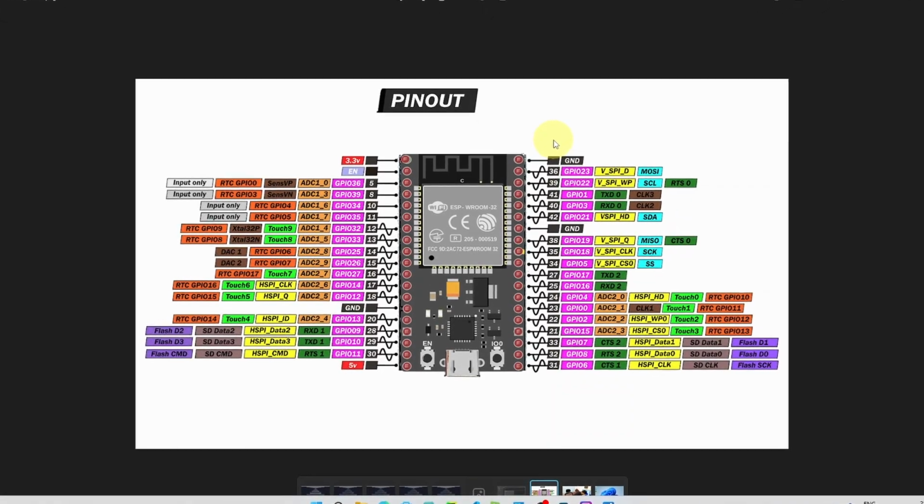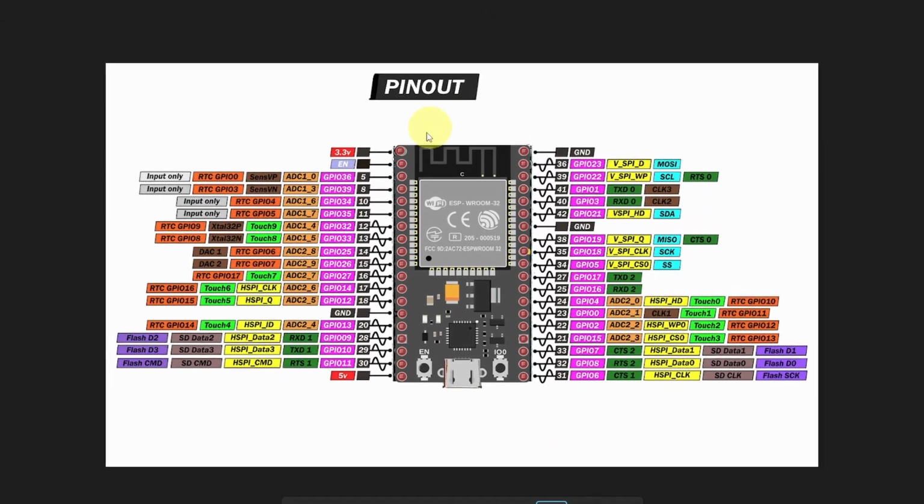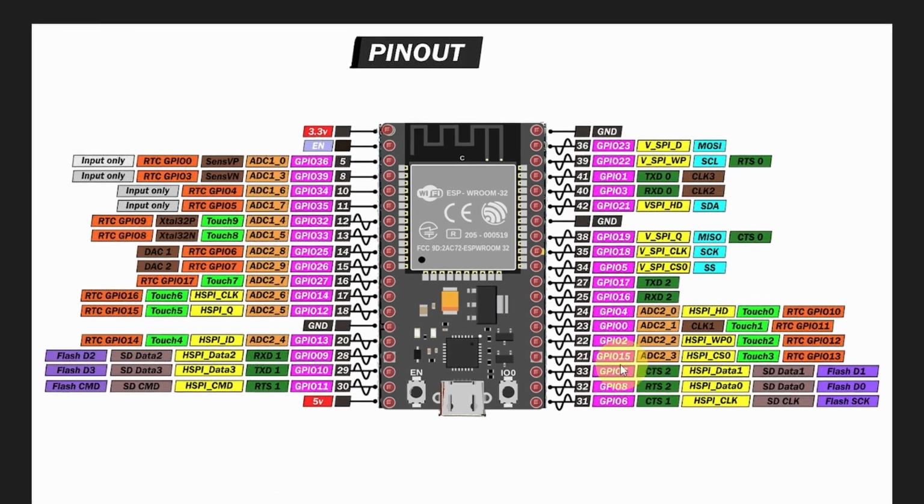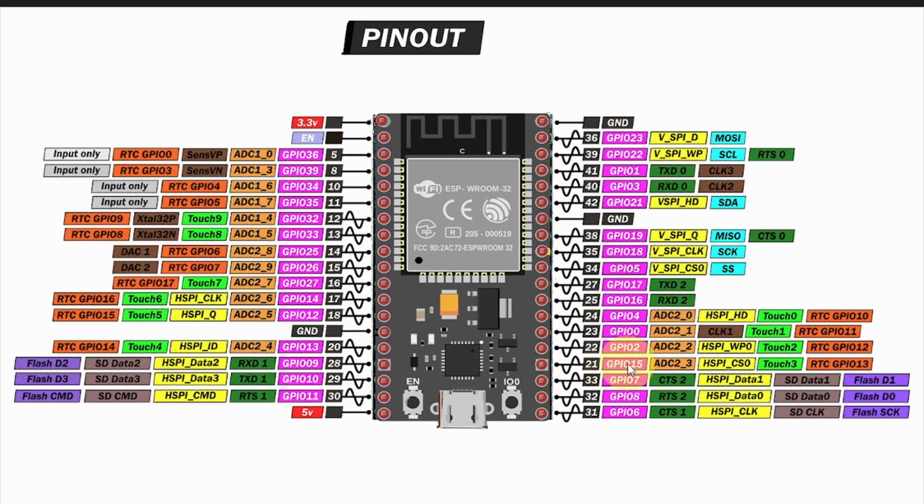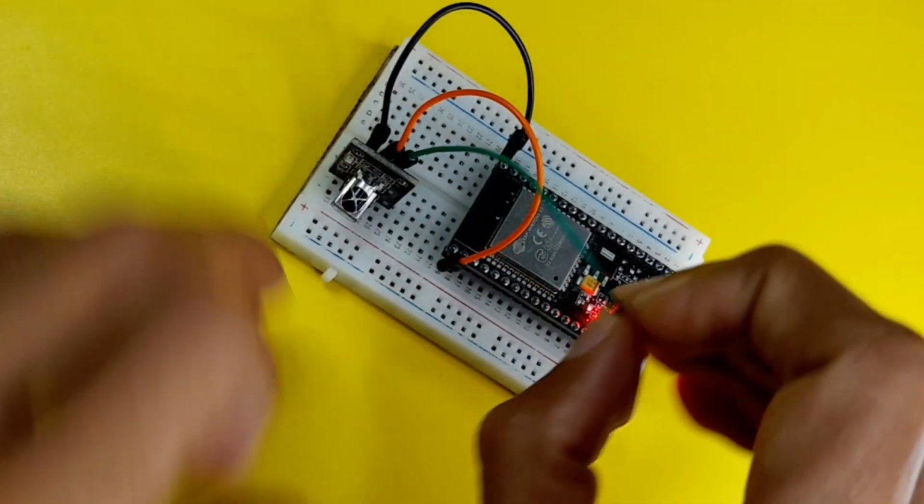If you're asking how I've got the pins, you could look at the pinout diagram. We have this pin that is labeled GPIO 15, and it is the pin number 4 from the side. I'm going to connect it to the signal pin.